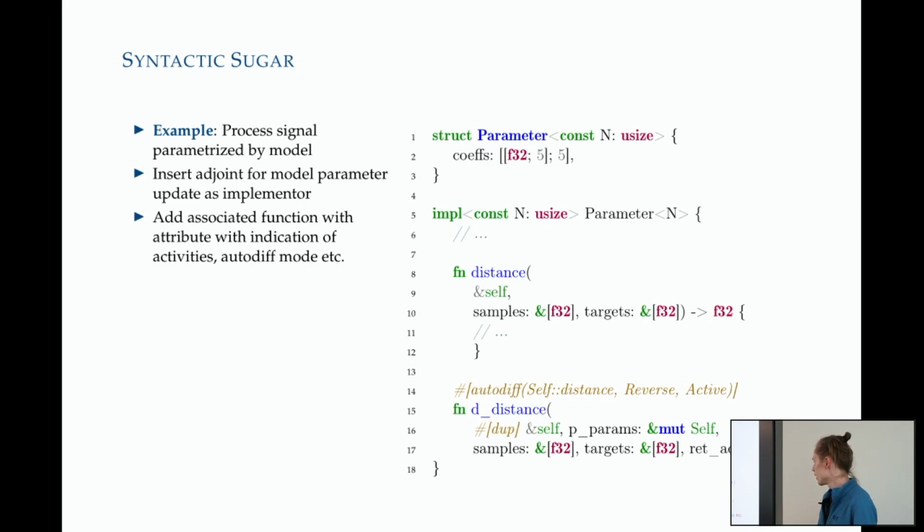Everything between the brackets above the function is describing the differentiation rules. The first one would be our primal function. Then we have the mode we're in and the return activity, and the other one before the self, which is our self parameter, is an inline attribute, and this duplicates it into a second. This self is syntactic sugar for our structure, which then contains our shadow.